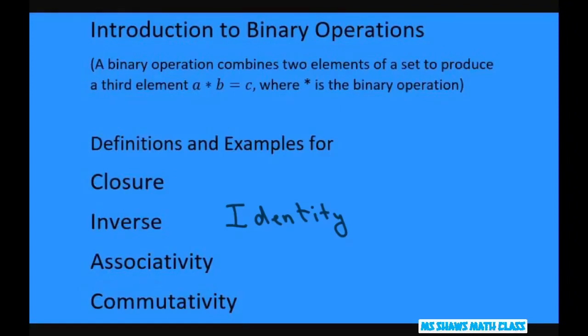Hi everyone, this is an introduction to binary operations. A binary operation combines two elements of a set to produce a third element. And star, we can call it star or asterisk here, is the binary operation. And we're going to do the definitions and examples of closure, inverse, identity, associative, and commutativity.